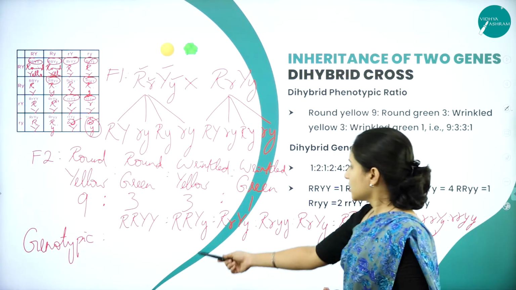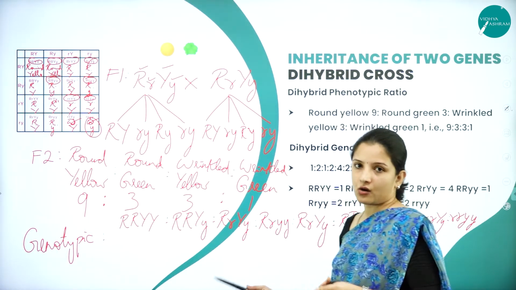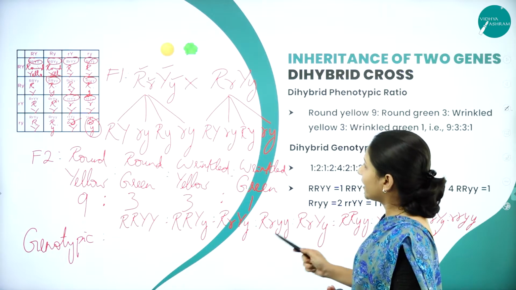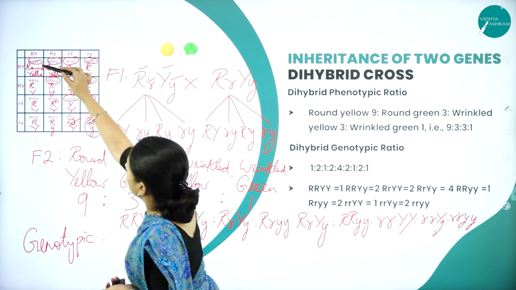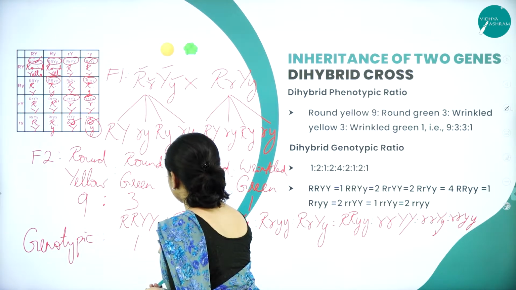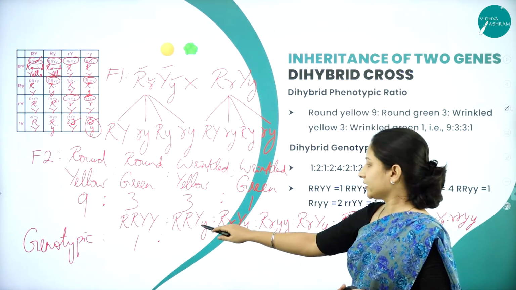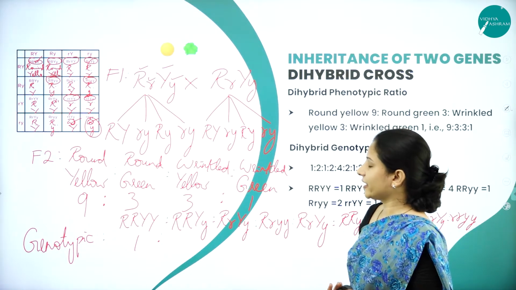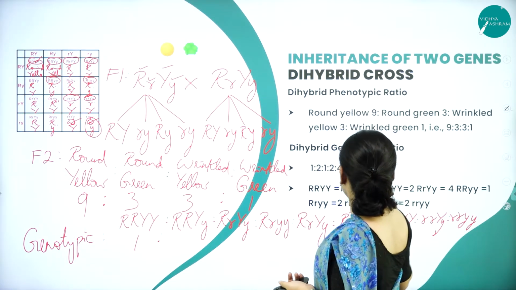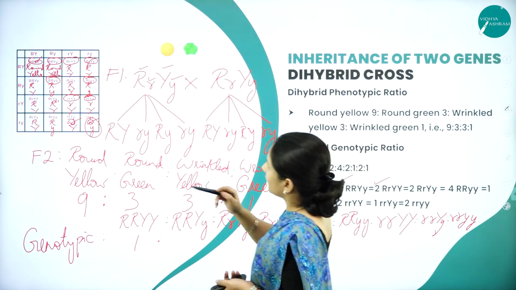So how many? This is the genotypic ratio now. So based on the alleles, we are counting. So how many are there? RRYY, only one is there. Nowhere there is RRYY. So 1 is to how many dominant R alleles and 1 dominant Y and 1 recessive allele. Again, 2 are there. So this again 2 are there. So we'll count where 2 are there.